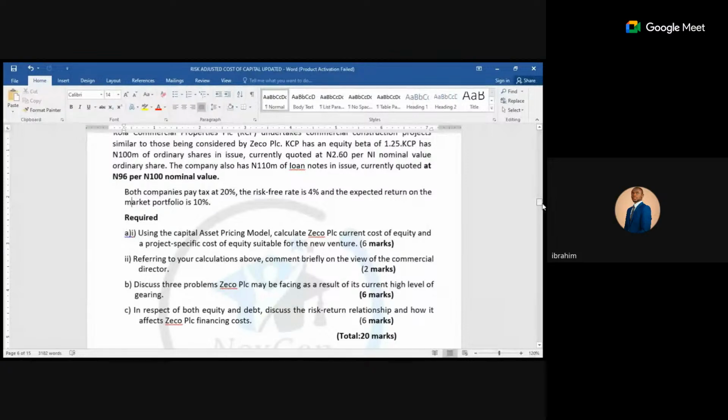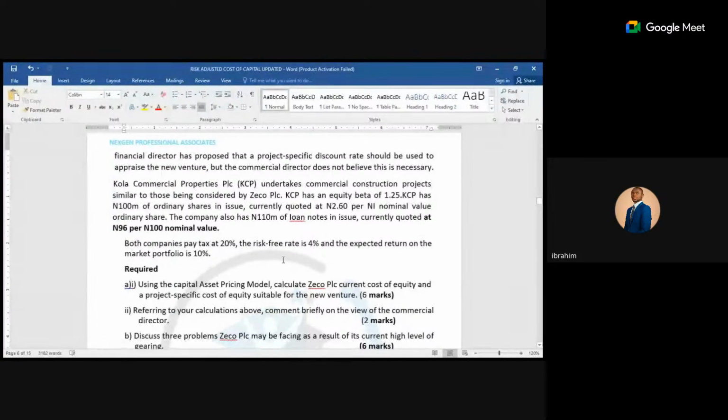Class, the current cost of equity means just calculating it for Zeco PLC alone. They are not talking about the projects, the new project. Just calculate the normal capital asset pricing model for Zeco PLC only.